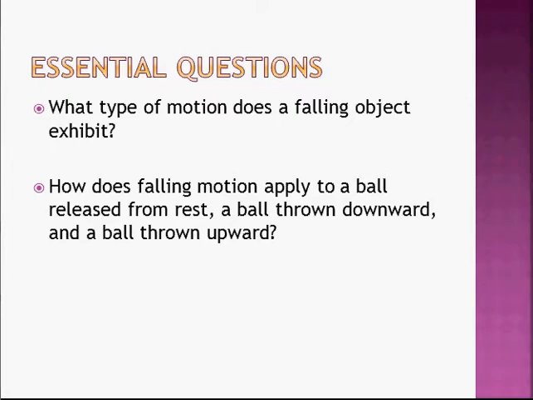So, you want to keep in mind two questions as we move through our discussion here. First of all, what type of motion does a falling object exhibit? We've talked about the idea of something moving with a constant velocity. We've talked about the idea of acceleration. We want to be able to fit falling motion into one of those two categories. So we'll take a look at that.